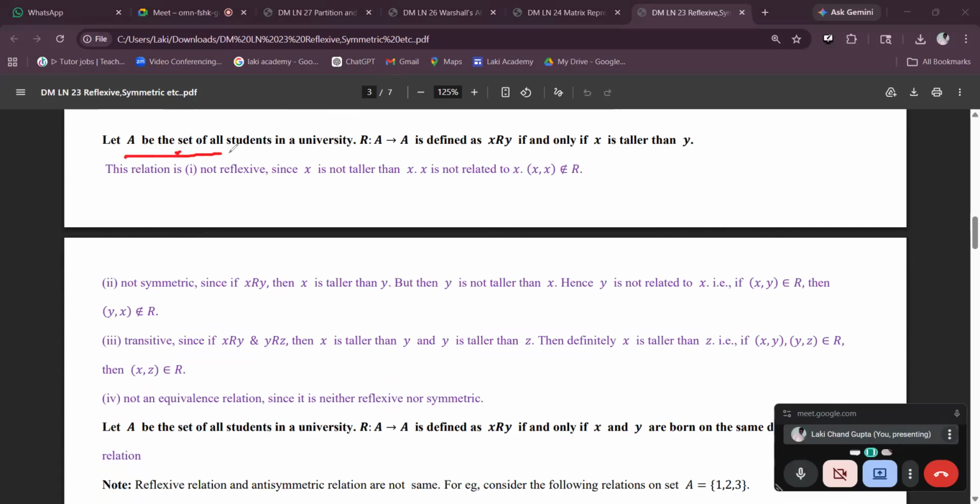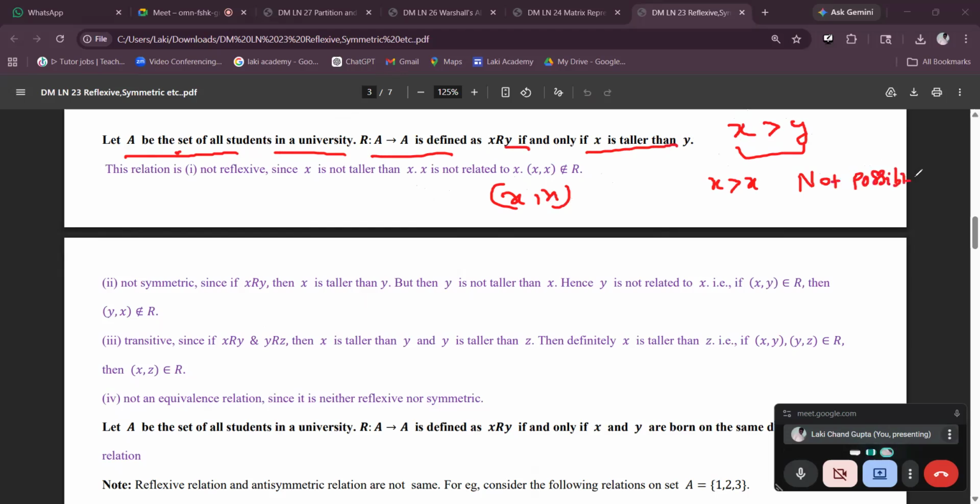Now see, A is the set of all students in the university. X is taller than Y. Understood? So X is taller than Y, you can say x is greater than y. If x is greater than y, then you cannot say x is greater than x. Is it true? Not possible. If this is not possible, then this is not reflexive, right?